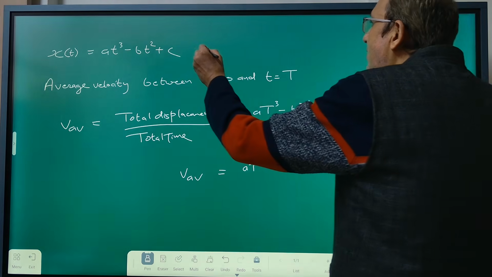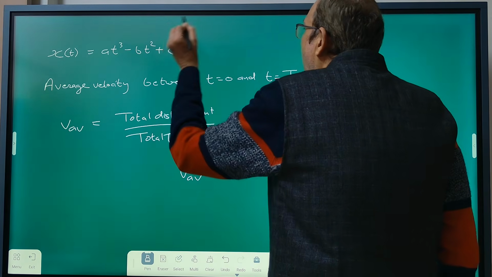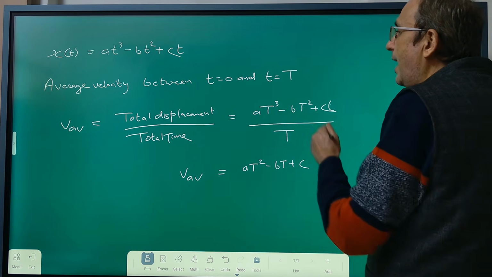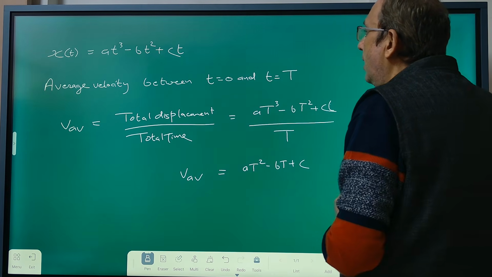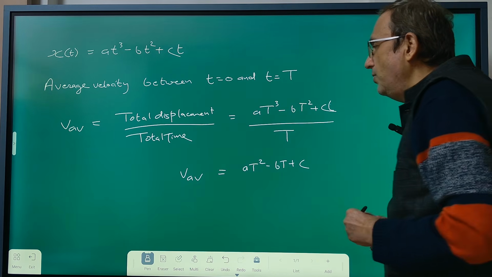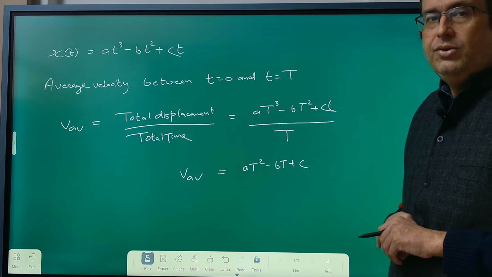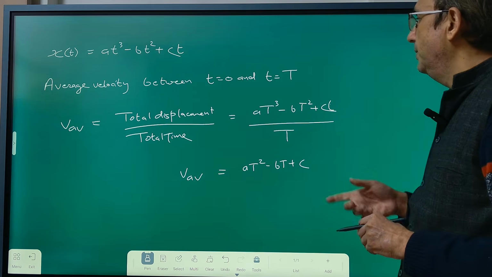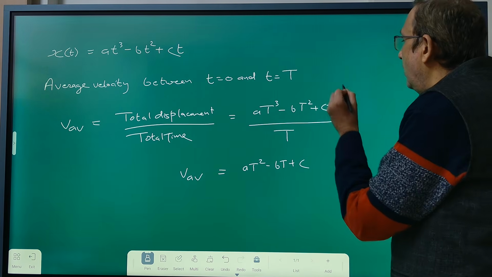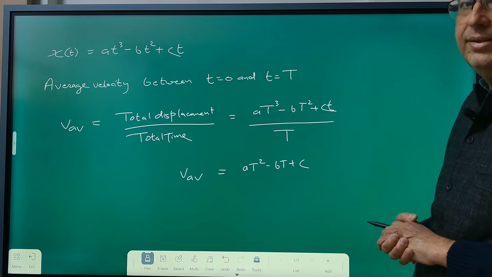Sorry, there's one mistake here. It is cT here and cT here also. We have missed this factor of t here. So now it becomes like this. So the average velocity is at square minus bt plus c. So I missed this factor of t here, and that resulted in this error.